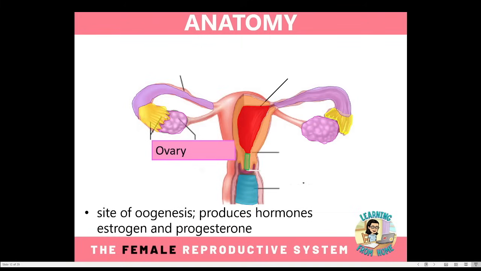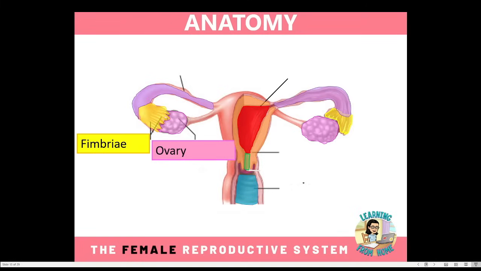Sabi ko kanina, if you are listening carefully, the testes, being also a part of the reproductive system, is also a member of the endocrine system. Parehas sila ni ovary. Since the ovary produces the hormones estrogen and progesterone, the ovary is also part of the endocrine system. Next part, the fimbriae. The fimbriae is in charge of picking up the ovum or the egg cell from the ovary. It catches the egg.